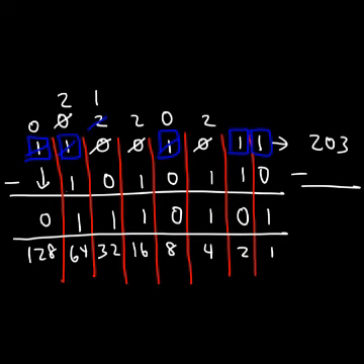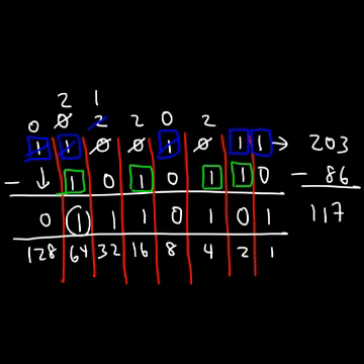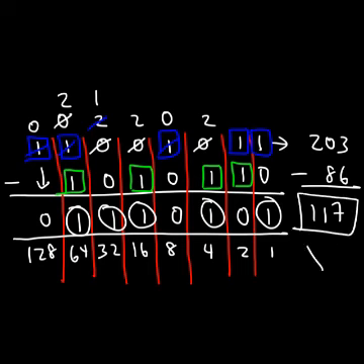And then for the next one, we have a 1 in the column associated with 64. So that's 64 plus 16, which is 80, plus 4, that's 84, plus 2, and so that's 86. Now 203 minus 86 is 117. So we have 64 plus 32 plus 16, and then plus 4 and plus 1. And that adds up to 117. And so this process of subtracting binary numbers works, as you can see. You can verify it if you want to.